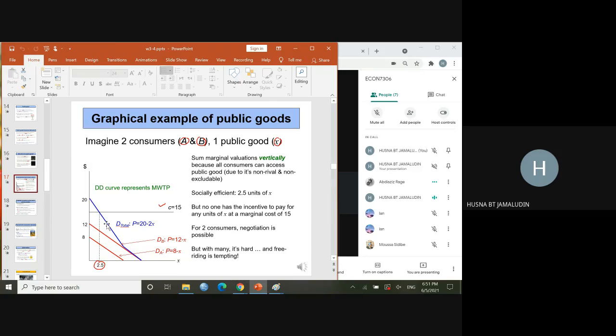Remember, the demand curve represents marginal willingness to pay. How much are you willing to pay? Basically, marginal is the additional amount that you are willing to pay.